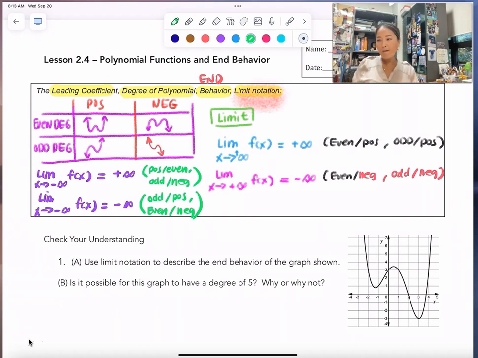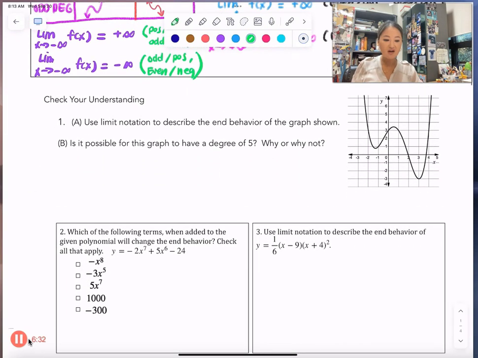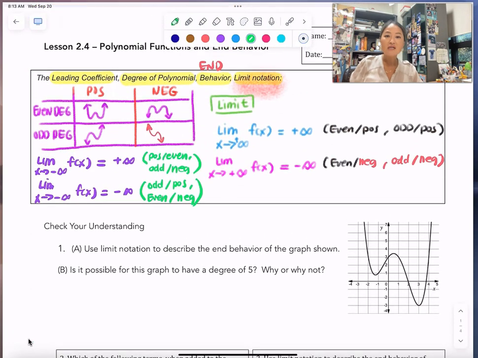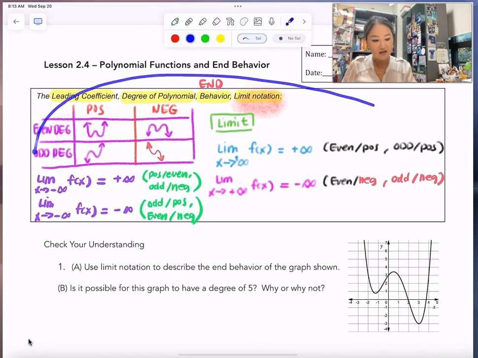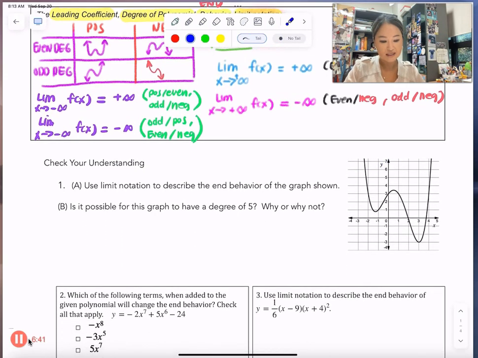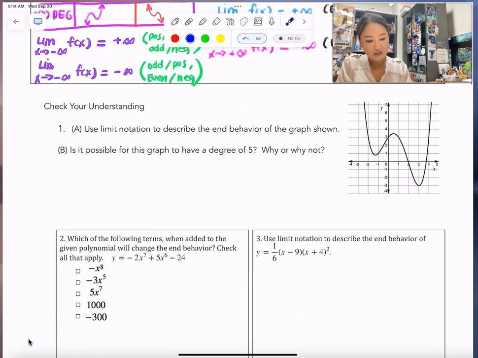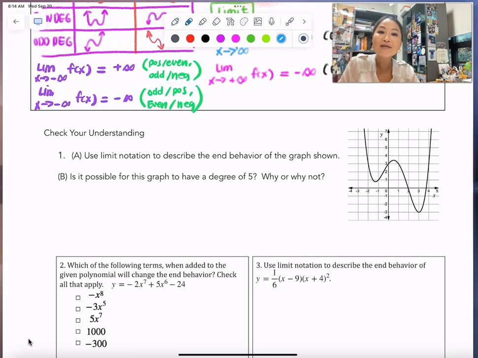I feel like all this here is just talking about the end behavior. Practice using your end behavior with limit notation, okay? Let's practice. Let's just practice one, okay? Let's try a few. So let's go ahead and try this guy here. Number 1, use limit notation to describe the end behavior of the graph shown.